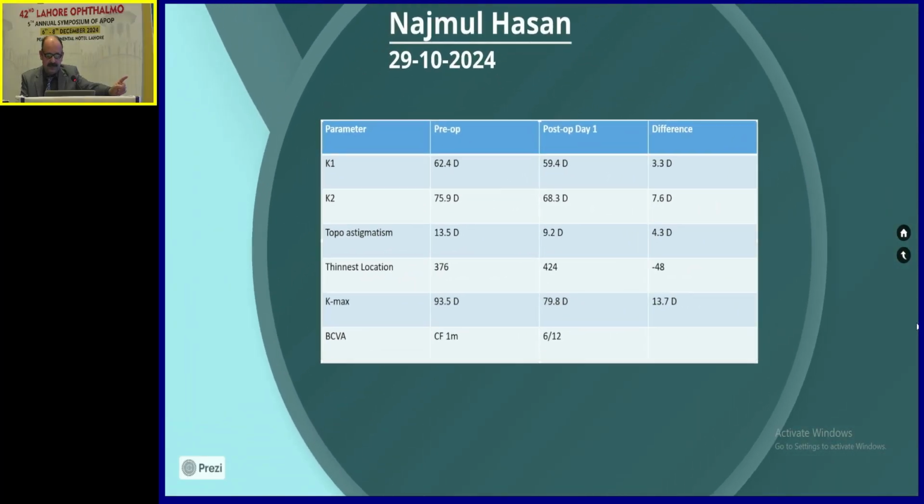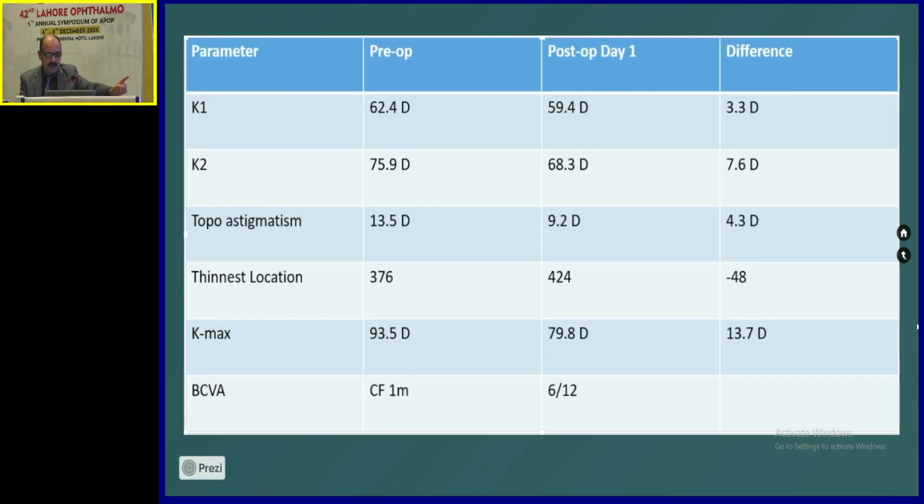The reading shows a significant change in the parameters, right? If you look at the keratometry, the difference is 3.3, 7.6 diopter, and of course the topo astigmatism is reduced by 4.3 diopter. And if you look at the K-max, 13.7, it means 14 diopter K-max reduction. So this not only improved the visual acuity, but the quality of the vision is also improved.